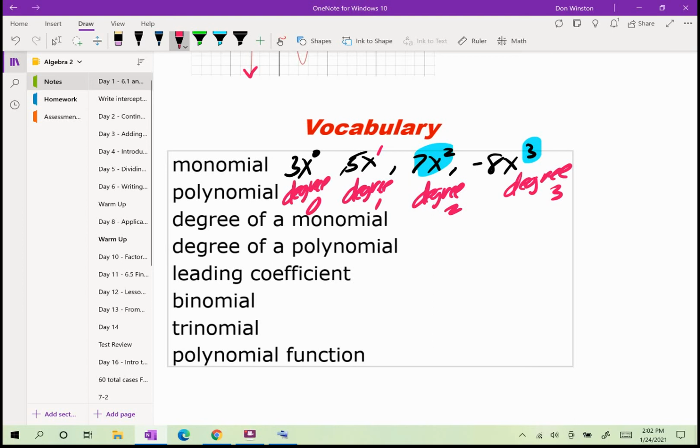Okay? Now, the leading coefficient for each of those. For 3, or 3 times x raised to 0, that's just 3. The leading coefficient for 5x to the first would be 5. The leading coefficient for 7x squared would be 7. And the leading coefficient for negative 8x cubed would be negative 8.